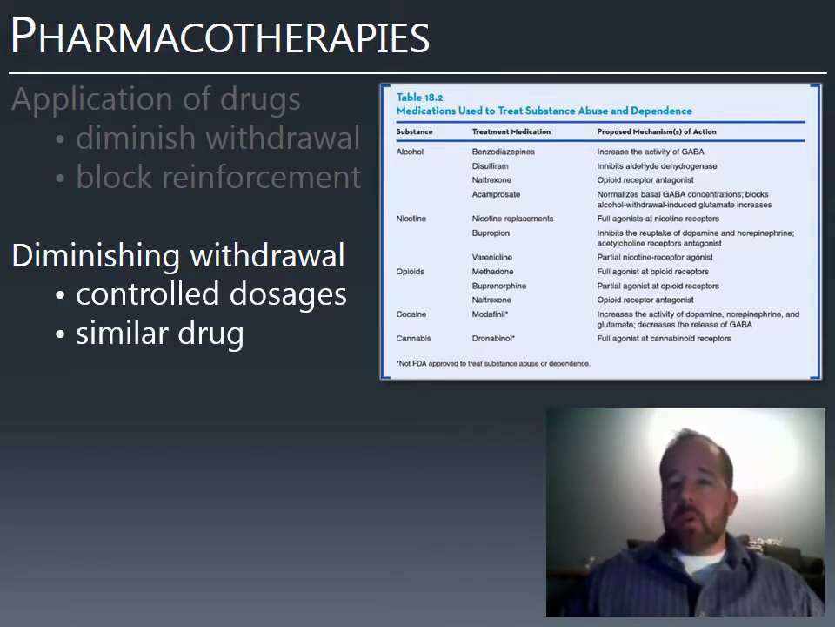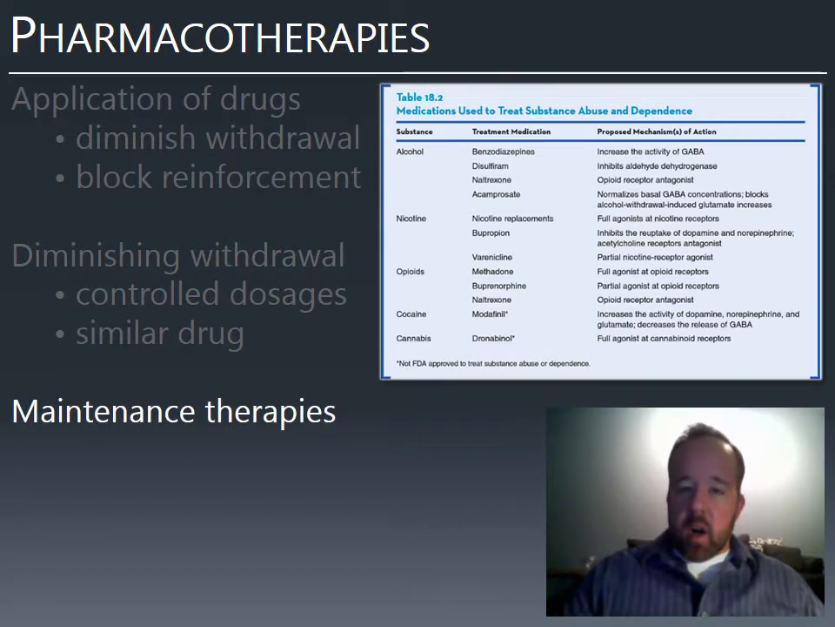And you're also typically using a drug similar to the drug of abuse, and typically it is one with fewer harmful side effects. So methadone in the case of opioid abuse, or benzodiazepines in the case of alcohol abuse, as we'll see in a minute. But again, the idea here is that by administering a similar drug, you can diminish some of that withdrawal without actually using the drug of abuse itself.